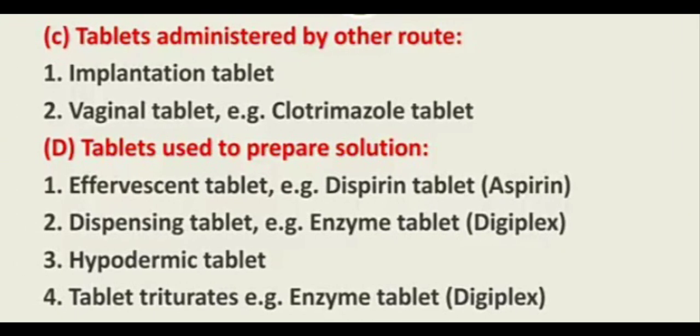Then we have tablets administered by other routes, in which we have the implantation tablet and the vaginal tablet, such as clotrimazole tablet. And lastly we have tablets used to prepare solutions. Examples are the effervescent tablet and the dispersion tablet. Then the other example is the dispensing tablet, such as the enzyme tablet. Then we have the hypodermic tablet, and then the tablet triturates, such as enzyme tablets.